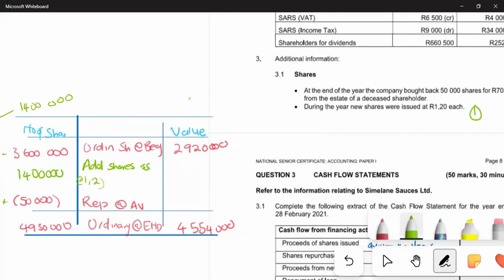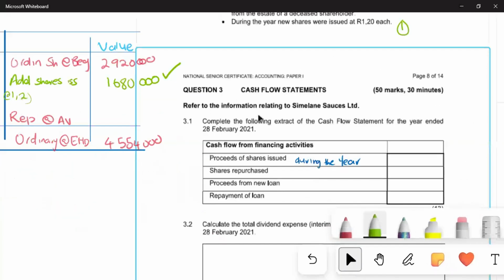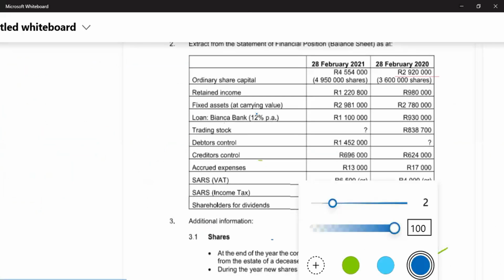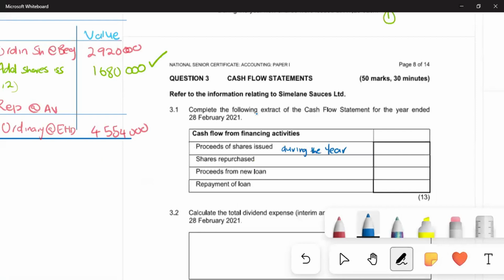And now to find the value of those shares, I'm simply going to multiply that by 1.2, and this is 1,680,000. And this is what we were looking for, additional shares which were issued during the year. Now, going back to this, remember, it would be a cash inflow. So I'm going to say an inflow of 1,680,000. These were shares issued during the year.